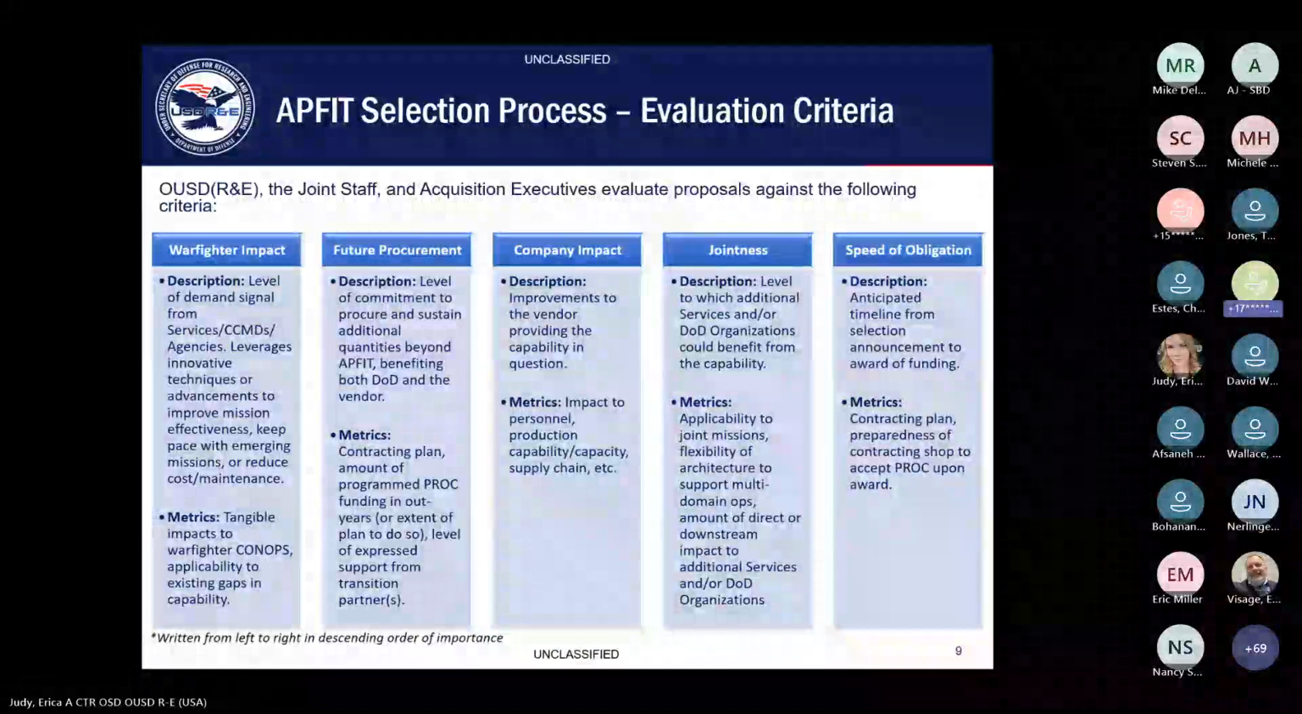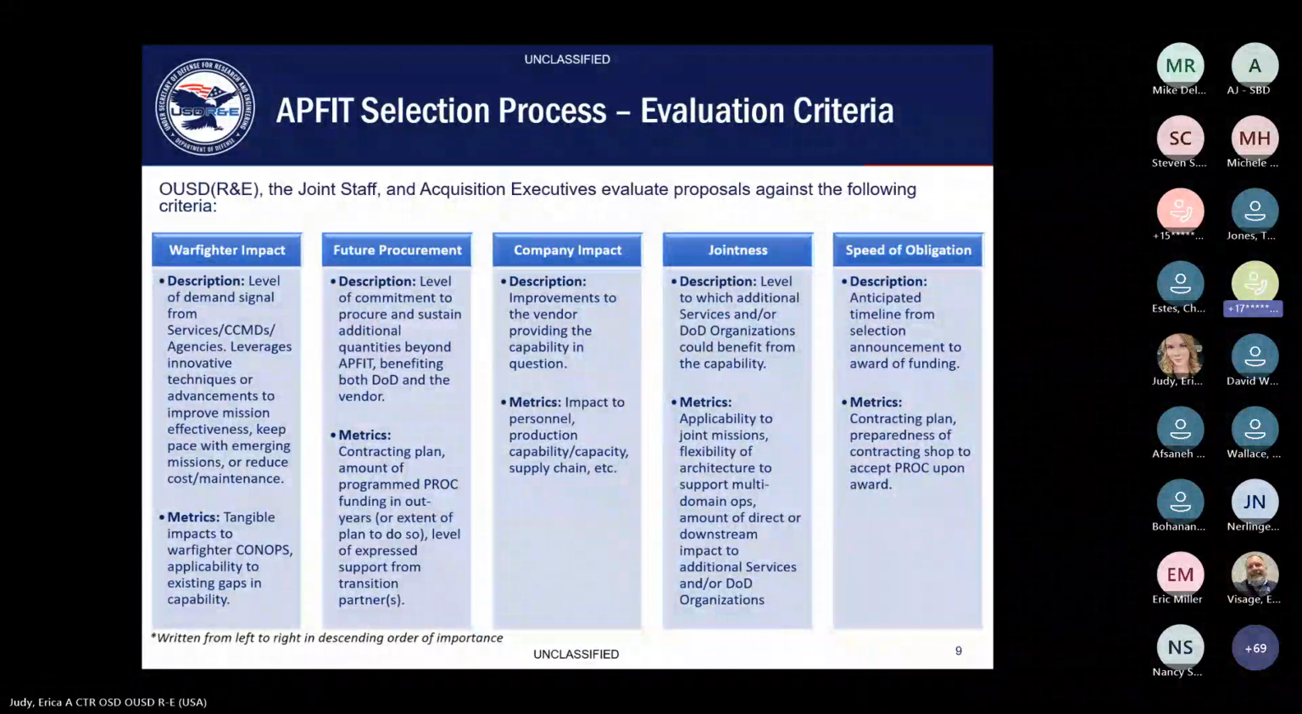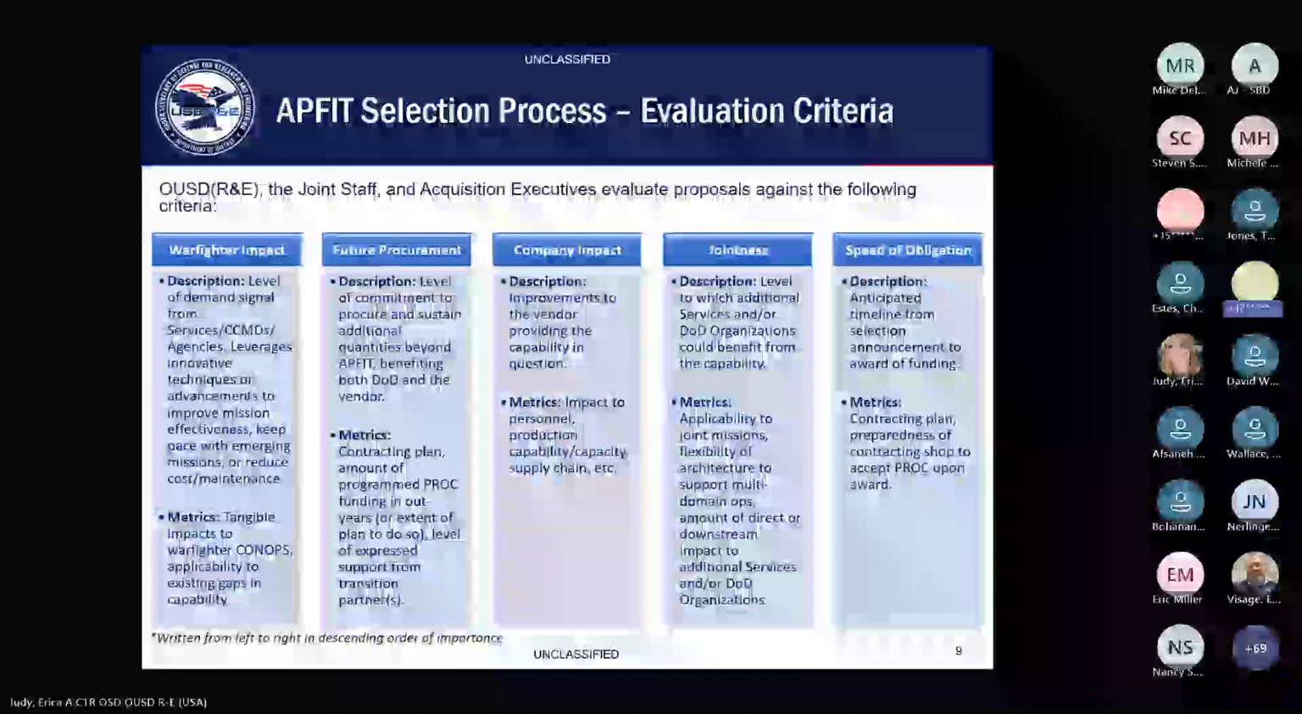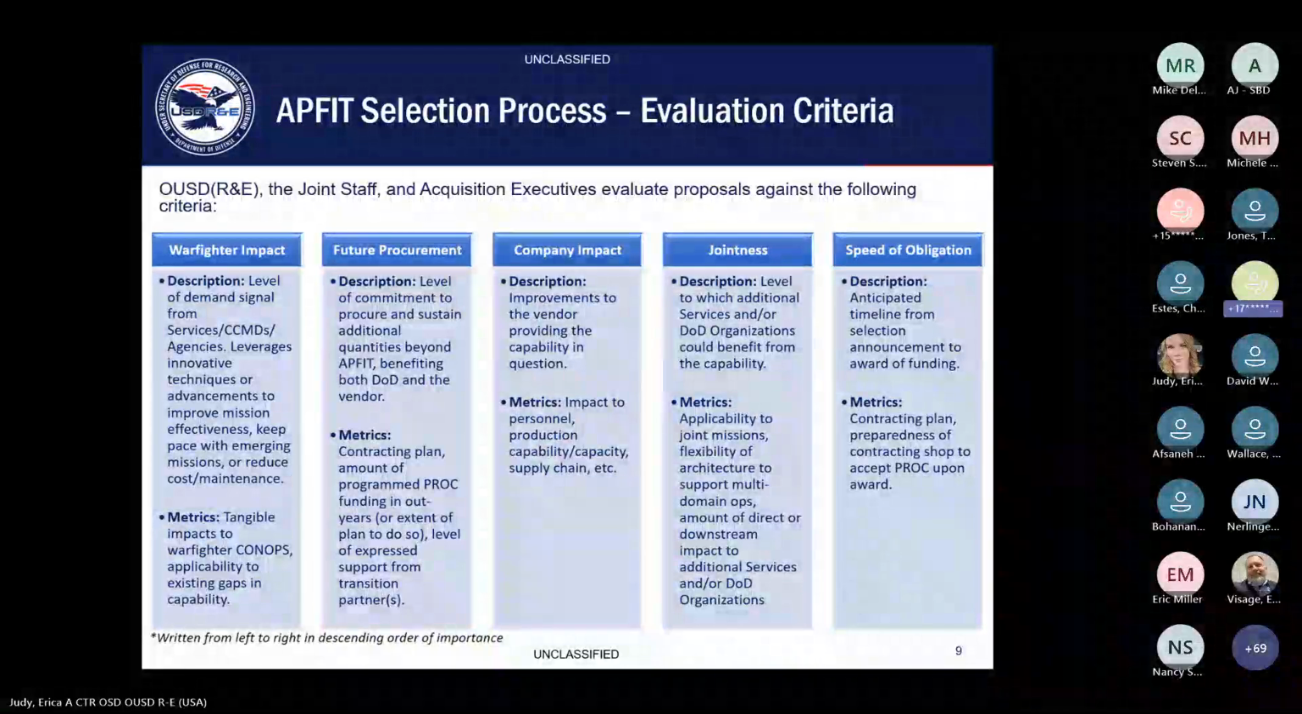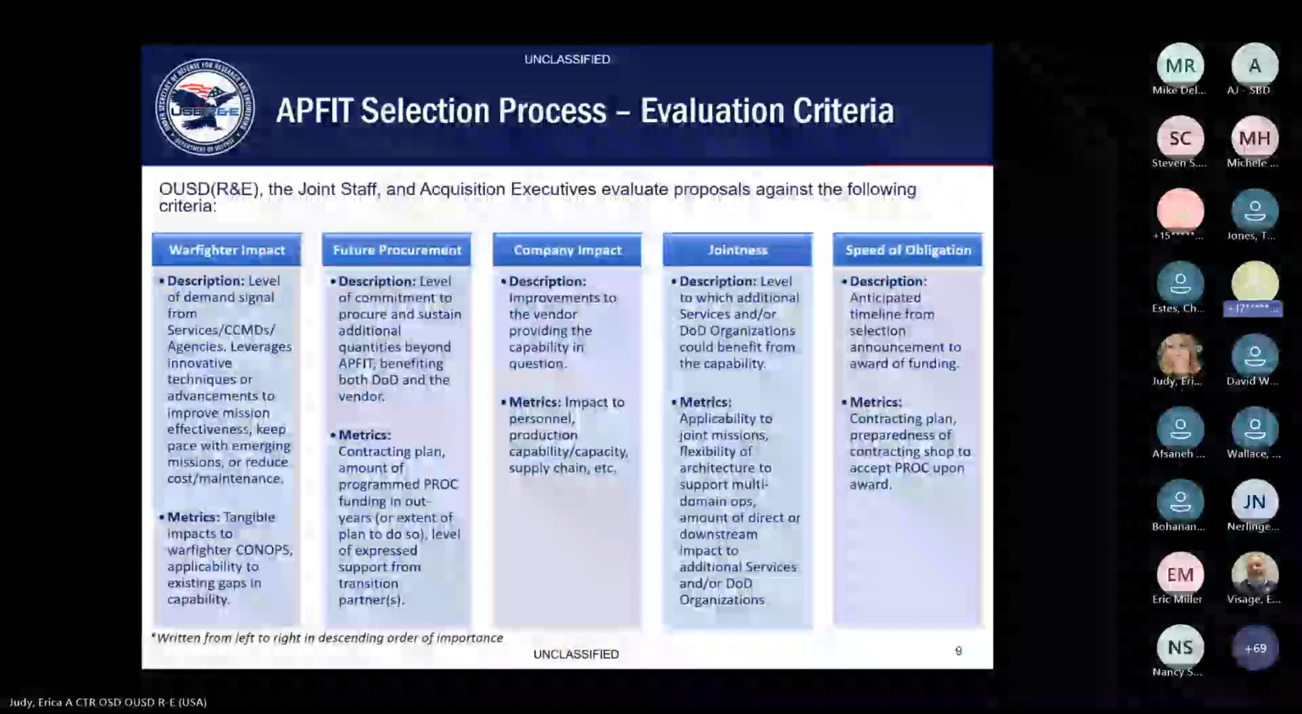On the other end of that spectrum, it's the non-traditionals that are doing hundreds of millions of dollars in revenue, where the APFIT award may not make a huge impact on the company itself. Those are still legally viable. They're just not going to score as high in this particular category. And then jointness and speed of obligation.